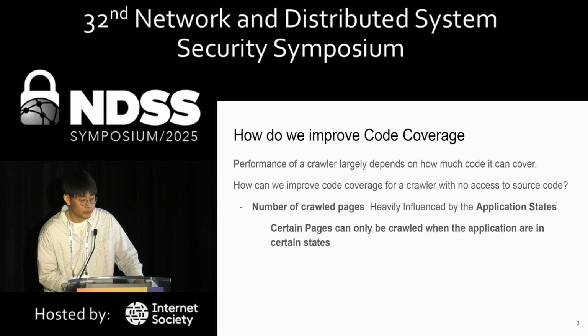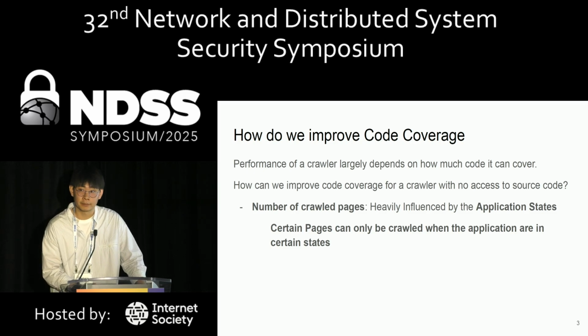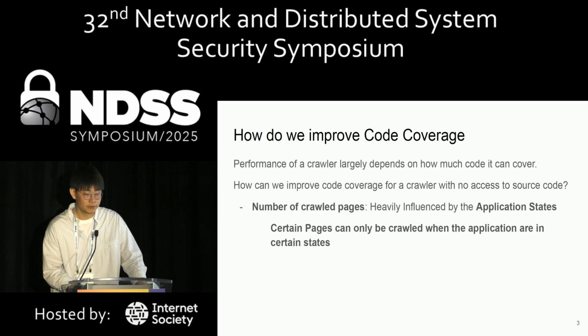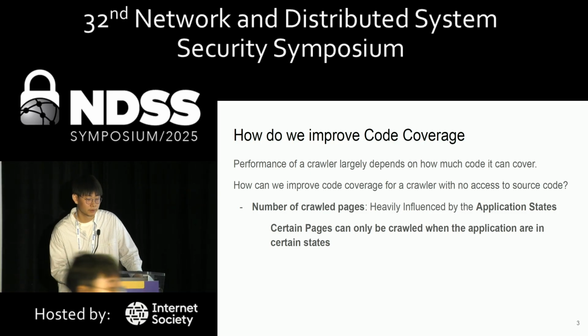Previous studies have shown that the performance of a crawler largely depends on how much code it can cover on the server side. Since we are operating in a black box way, the question now becomes how can we improve code coverage for a crawler with no access to source code? We try to do this by designing the crawler to crawl as many pages as possible.